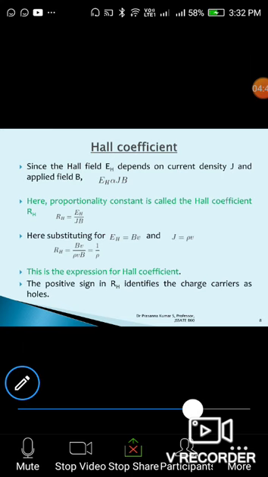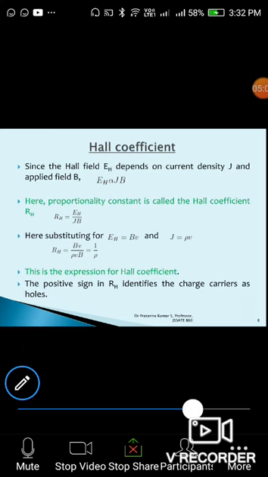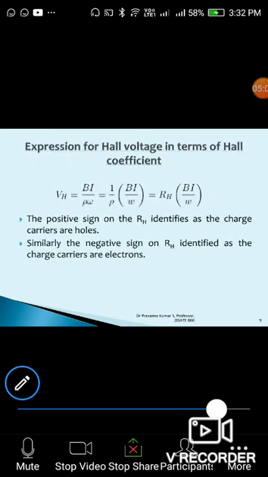A positive sign on the Hall coefficient indicates the charge carriers are holes, and if you get RH equal to negative, you can say that the charge carriers are electrons. In another expression, we can show that VH is equal to RH within the brackets B I by omega.